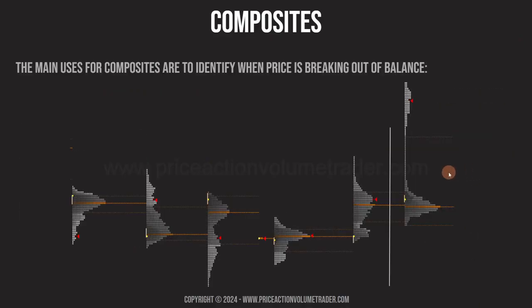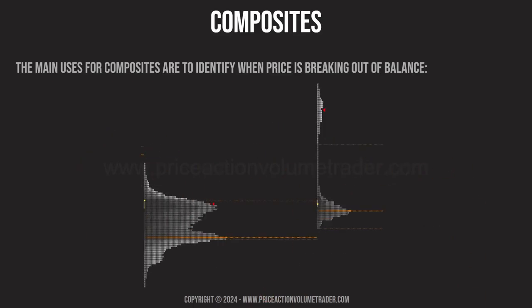The main use for composites is to identify when price is breaking out of balance. So if we see this market, we've had mostly sideways movement, and then on this day number 6, we had a very impulsive move and a close on these values outside here. So we can form a composite from these 5 days. And then if we do that, it will look like this.